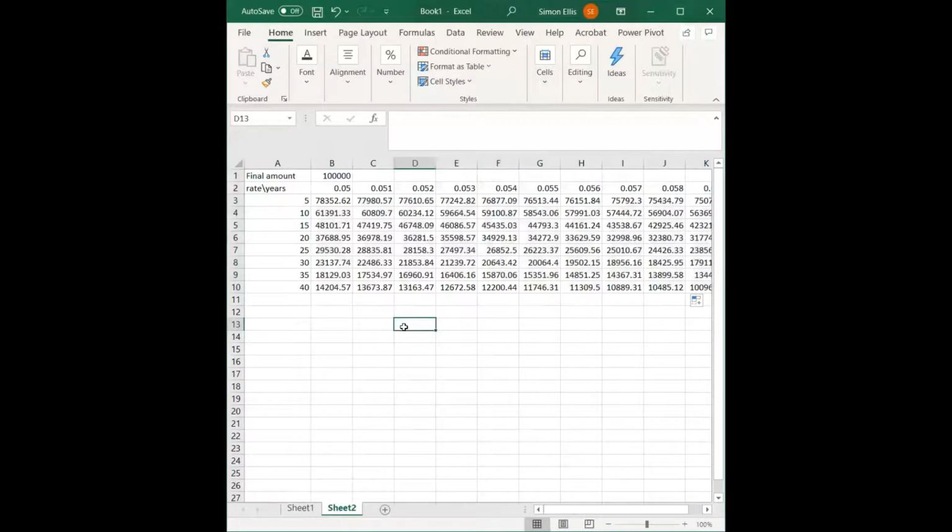Okay, and so that is the idea about how to create these charts. These charts are really where absolute versus relative references become very important.